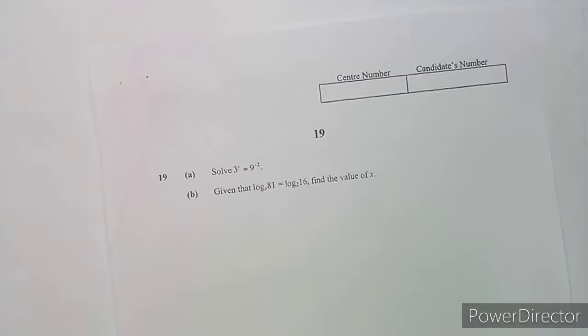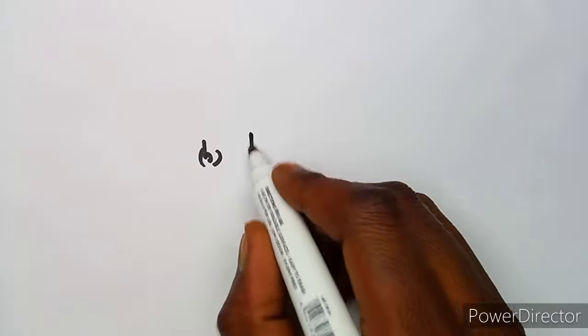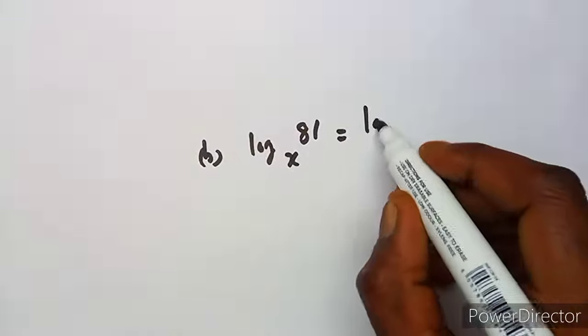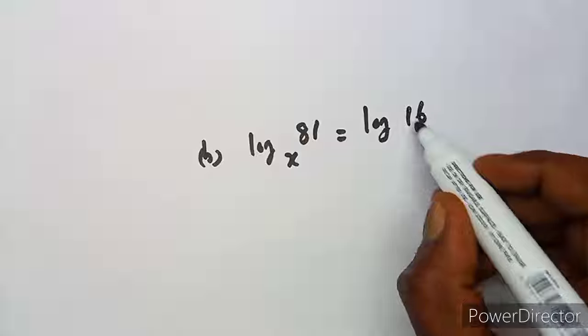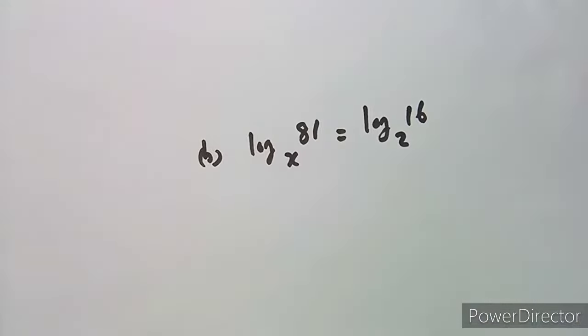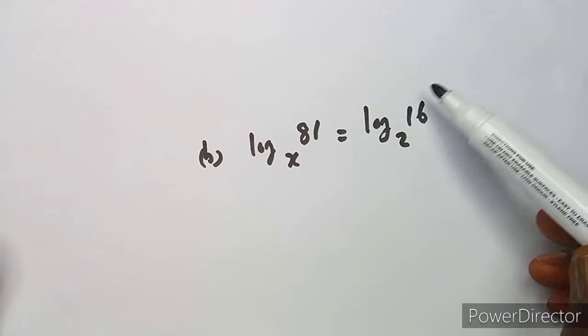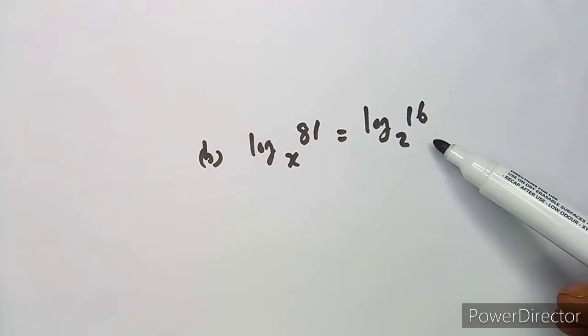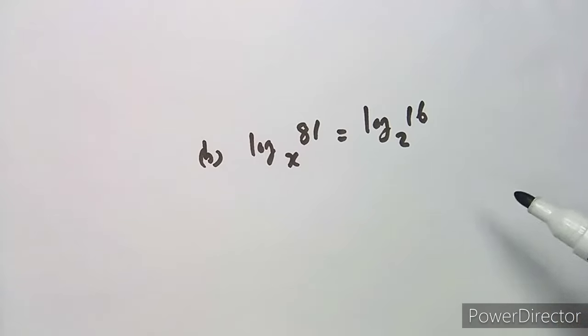And on B, we are given the log. Let me just write this down. This is our B, which is the logarithm of 81 in base x, which is equivalent to the logarithm of 16 in base 2, and you're asked to calculate or to find the value of x. The case here is that this is actually a log and a log, and these two cannot be equated because the bases are not the same, so it's going to be difficult for us.